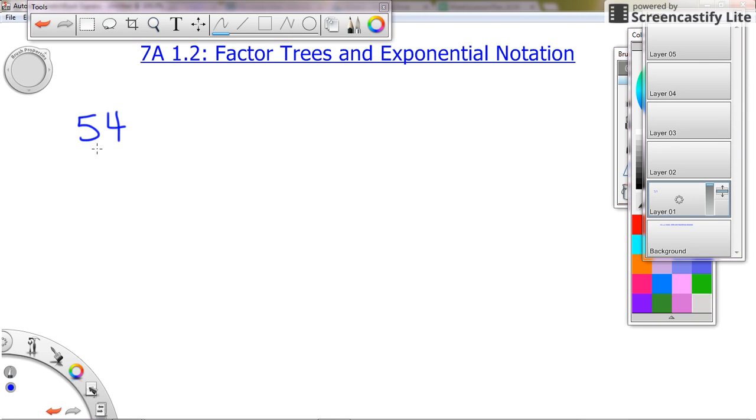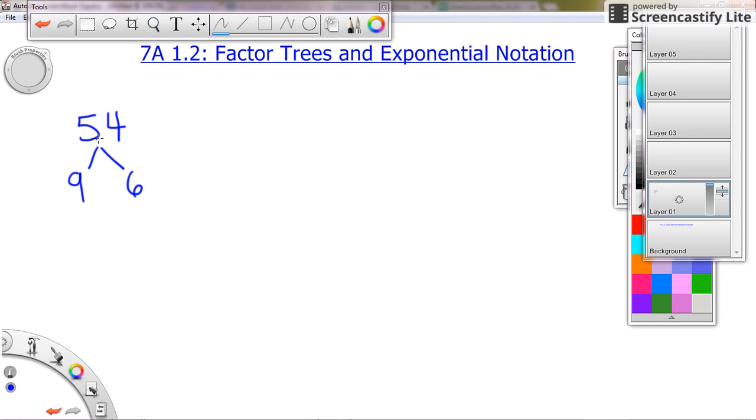And you're probably thinking to yourself, well, who cares? Well, that actually helps us later on. When we know the prime factorization of numbers, it really helps us a lot when we're doing algebra. So I want to know the prime factorization of 54. I'm going to use a factor tree to do that. I know that 9 times 6 is 54, so we're going to write that down. Put our 9 here and our 6 here.